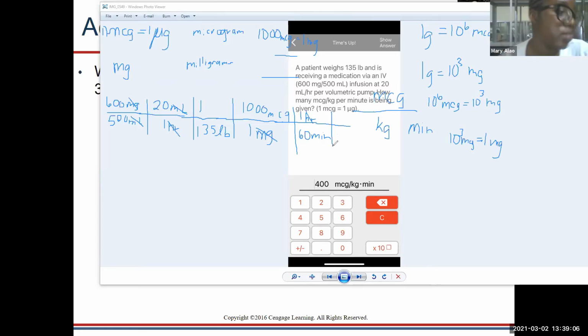How many pounds are in 1 kilogram? Is it 2.2, or is it 2.2 kilograms? I think 2.2 pounds in a kilogram. Yeah, 2.2 pounds in a kilogram. Okay, so we said 2.2 pounds per 1 kilogram, right? Are we going to put pounds on top or pounds on bottom? Pounds on top. Okay, so we're going to put our 2.2 on top and 1 kilogram on bottom.